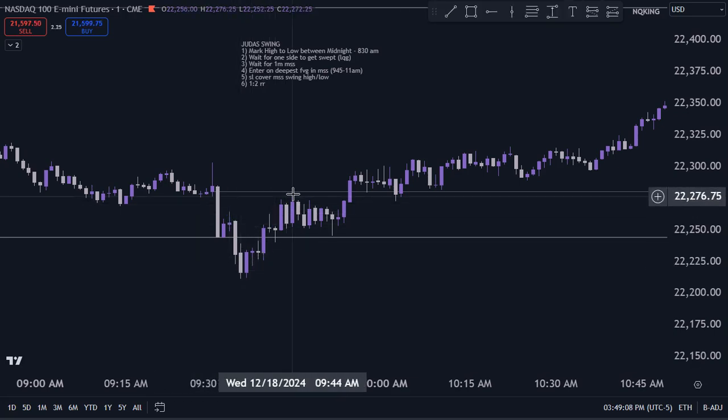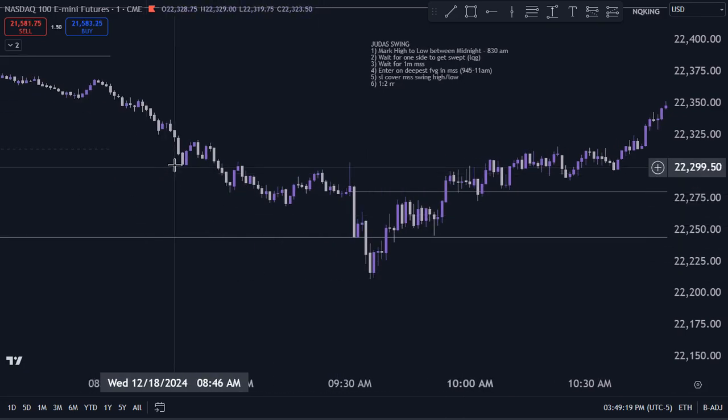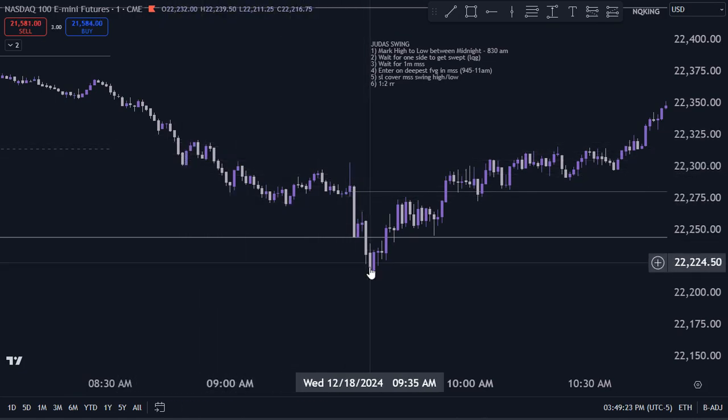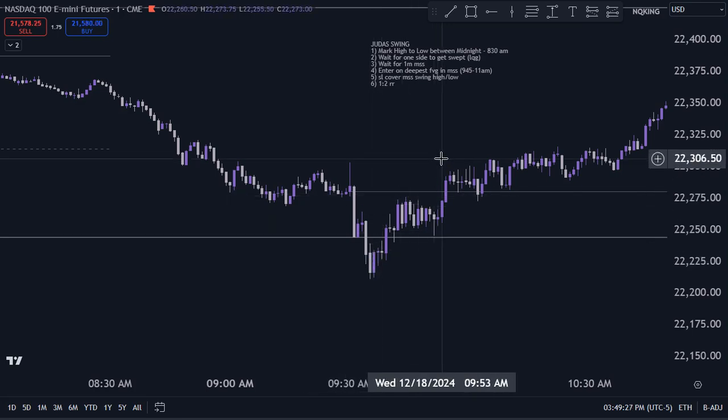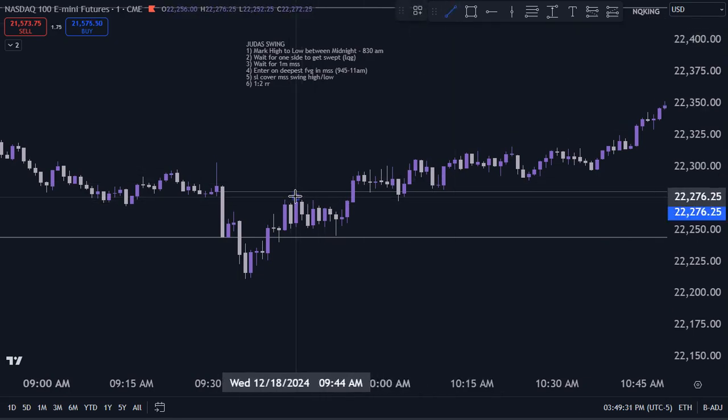So we come up here, we come down lower. So we make a lower high, a lower low, or a higher low. So let me start back, right? Lower high, lower low, lower high, lower low, lower high, lower low, higher low, higher high. So I hope that makes sense. So here's our candle close over, right?